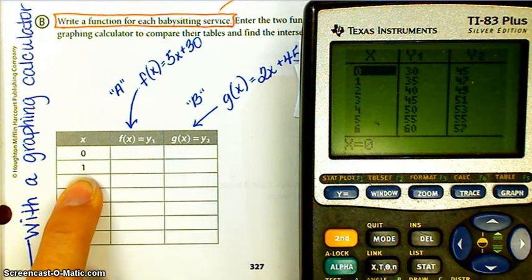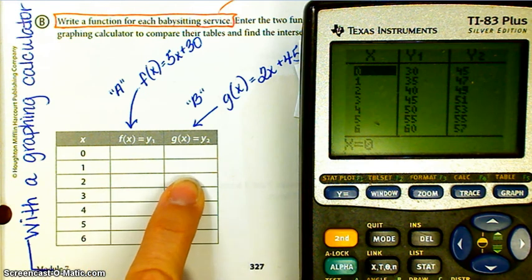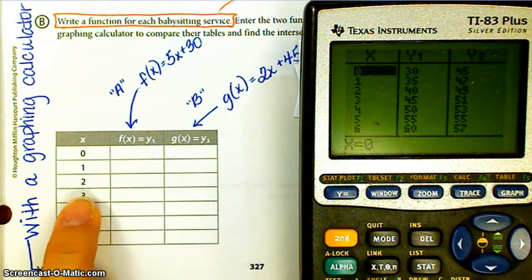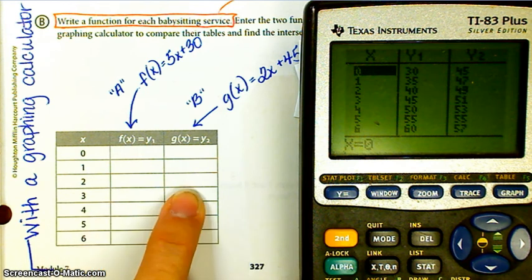When x is 1, meaning 1 hour of babysitting, your y value for the first babysitter, babysitter A, is 35, and babysitter B is 47. For 2 hours of babysitting, babysitter A would charge 40, babysitter B would charge 49.